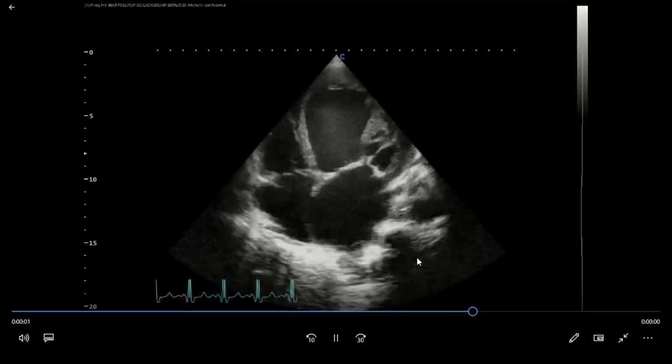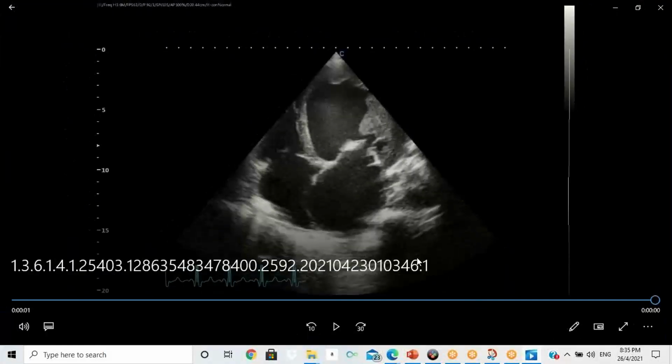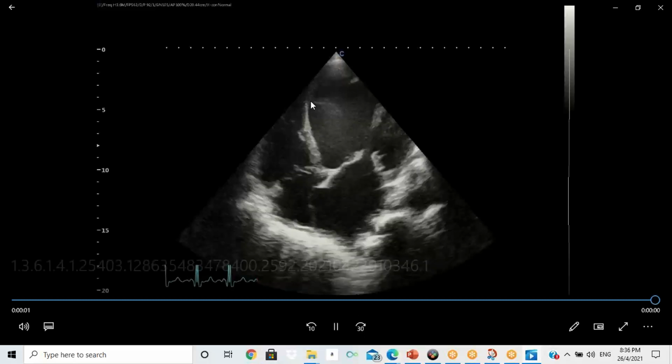So this is your apical four chamber view. You're going to put the transducer, or the probe, at the apex of the heart. You're going to feel for that, at the midclavicular line in the fourth or fifth intercostal space. The marker is going to be pointing towards the 4 or 5 o'clock position, and then the heart should stand straight up like this.